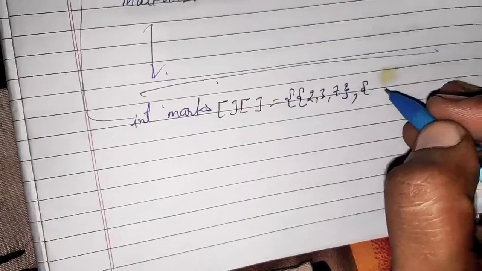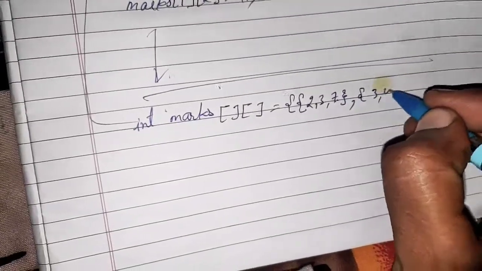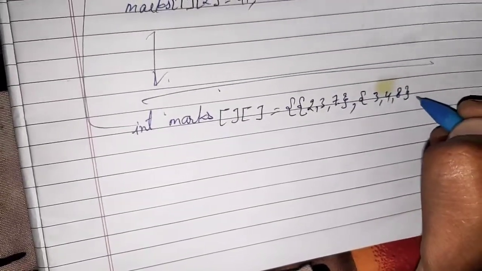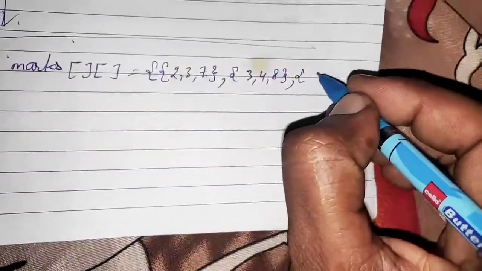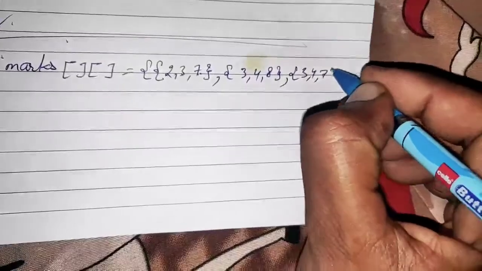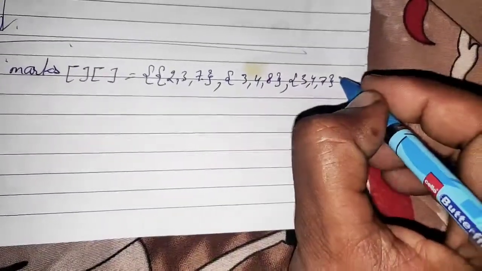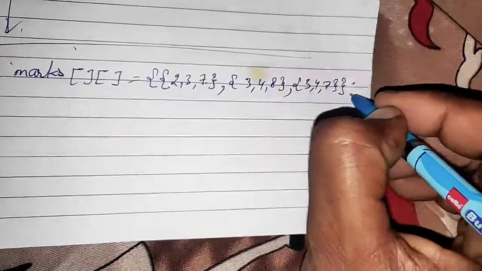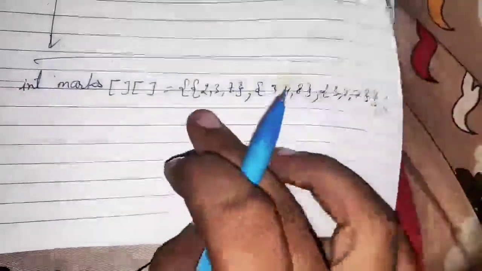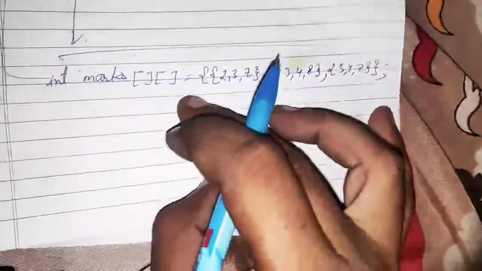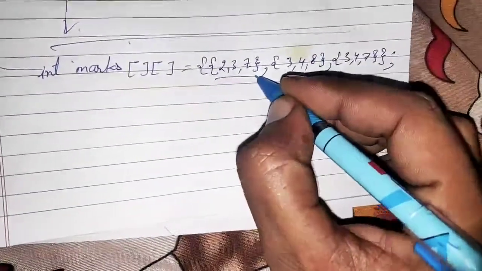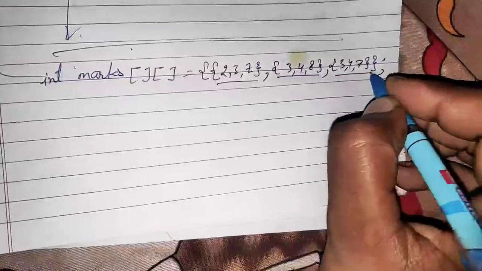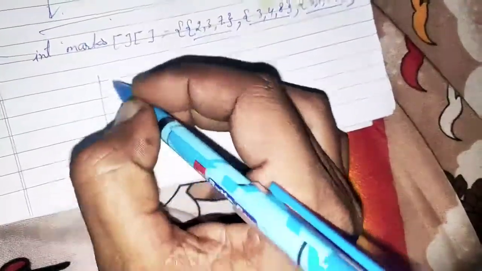Again open the second row, enter the elements of the second row, then close the second row, then open the third row, close as many rows as you want, and after that put a curly bracket and put a semicolon. So this is the initialization of a 2D array along with the declaration. So here it is the first row, here it is the second row, here it is the third row. Okay, so this array will look like this.